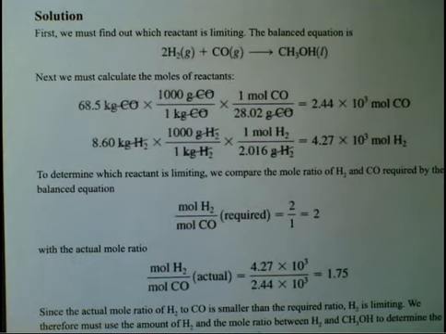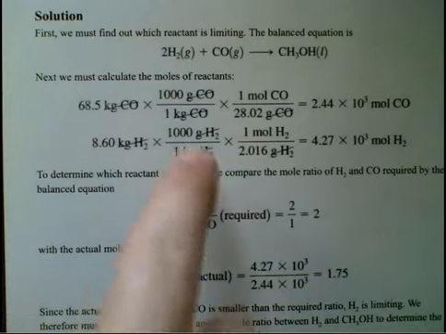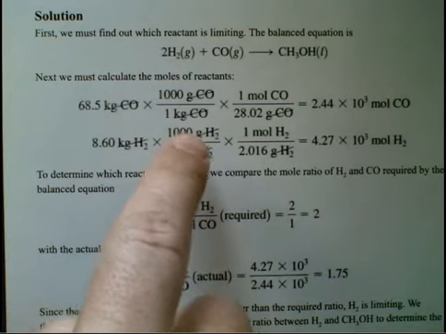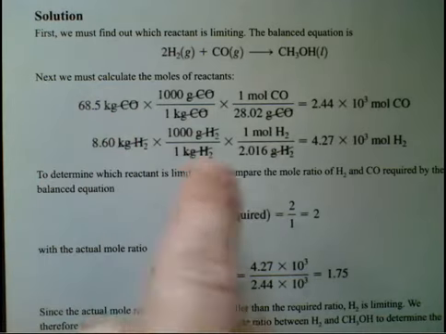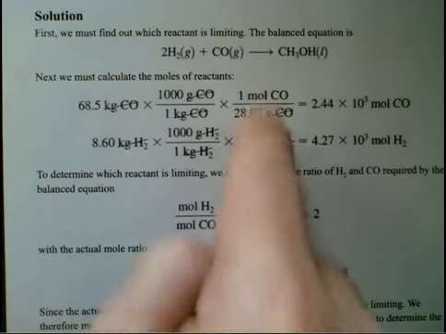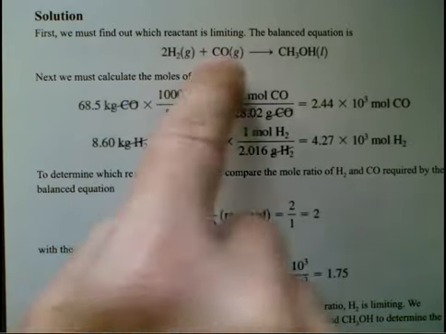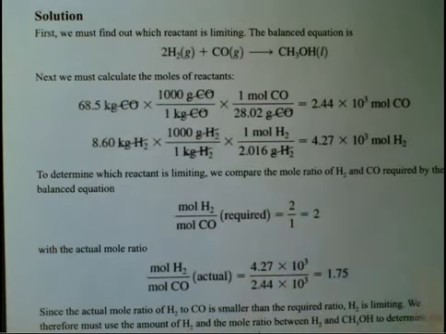And so we convert kilograms into grams first, right? Because molar mass as a conversion factor is only going to be able to use grams. So get rid of the kilograms, go into grams, then use the molar masses of each of the reactants to generate a mole amount of each substance. So we have 2.44 times 10 to the third moles of carbon monoxide. We have 4.27 times 10 to the third moles of hydrogen gas.